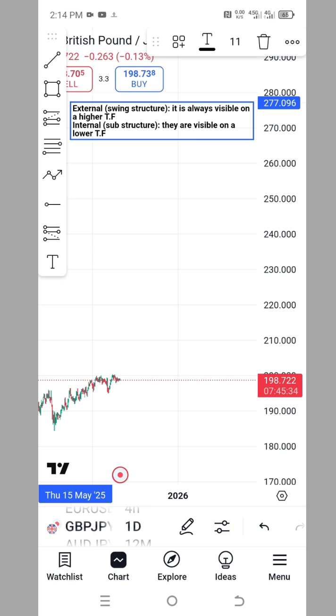External structure helps you to determine the current trend of the market, whether it is in a bullish move or in a bearish move. And it will tell you where to trade for, who is in control, who you will follow. So it just tells you the trend of the market currently.